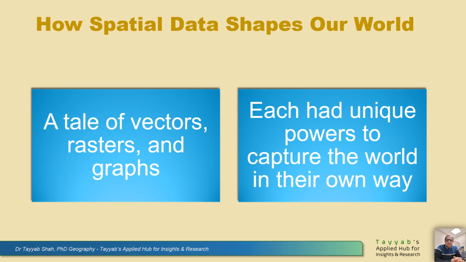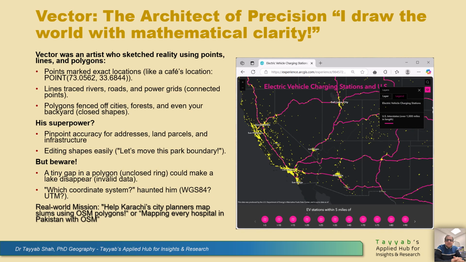I want to tell you a tale of vector, raster, and graph in a different way. Each had a unique power to capture the world in its own way. In this story, Vector was an artist who sketched reality using points, lines, and polygons. Points marked exact locations, lines traced rivers, roads, and power grids, and polygons fenced off cities, forests, and even your backyard.